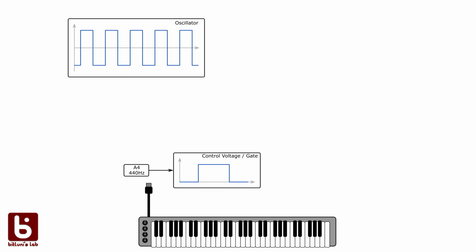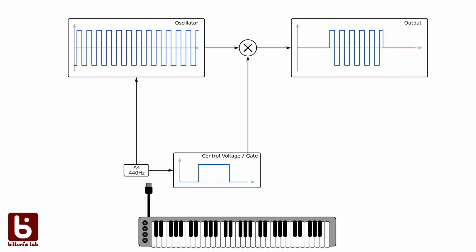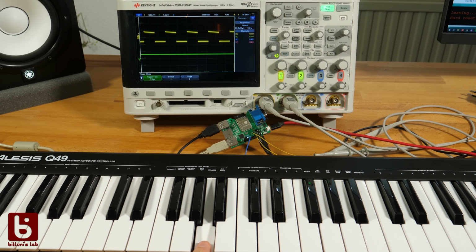From MIDI we got the note number, which represents a specific frequency. So let's connect this with the oscillator. The gate can be used to enable or disable the oscillator output. This is the waveform we get. Isn't that cool?